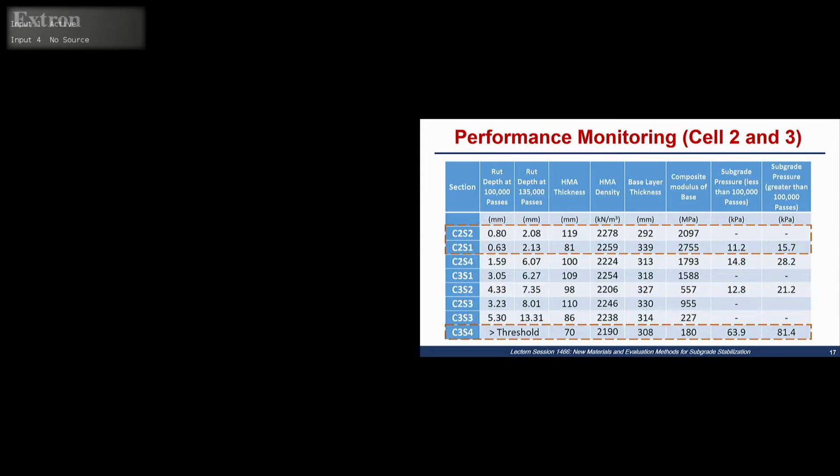I'm not going to go over this table much, but this is a summary of all the test sections ranked by performance, from the best ranked section to the lowest ranked section. These are the different properties that were measured: the HMA densities, the thicknesses of the layers, the composite modulus of the base material, and the subgrade pressures. I covered most of the details in the previous slides.